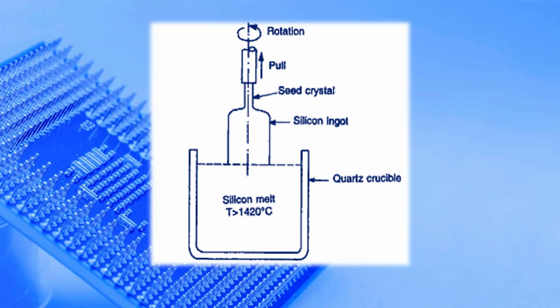The apparatus used for crystal growth is called the Czochralski crystal growth apparatus, or puller. Here the puller is shown. The puller has 4 important subsystems, namely furnace, crystal pulling mechanism, ambient control, and control system. The simplified version of the Czochralski crystal puller is shown in this figure.